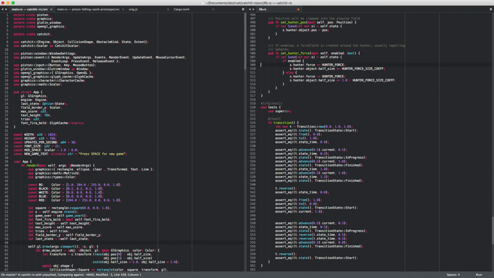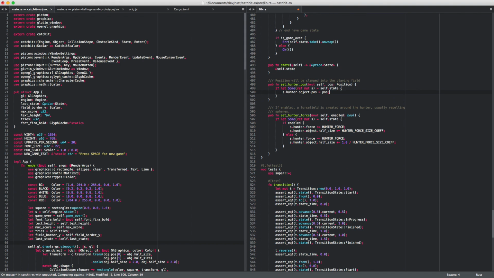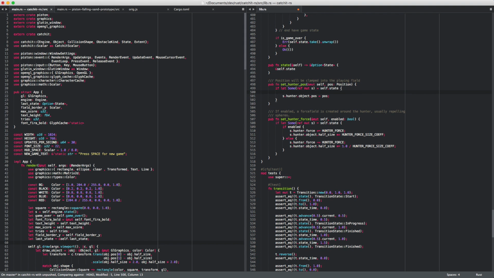I think every time we set the hunter position, we want to update the velocity. Let's just compute it as hunter velocity shall be vec to sub, and then is the new position minus the last one, right? So like this, and then we can override the position as we like. Cool.